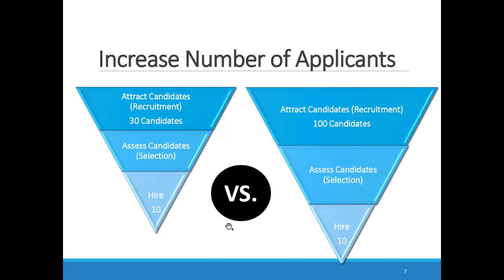In terms of increasing the number of applicants, this graphic shows you what I mean by that. So on the left-hand side, if a company attracts 30 candidates to apply for a position and go through a selection process to hire 10, that is one way to do it. But it's even better if they can attract more candidates, say 100 candidates to choose from, and they still will end up hiring 10, but they have more to choose from, which means that they can increase their chances of finding better candidates for the job.